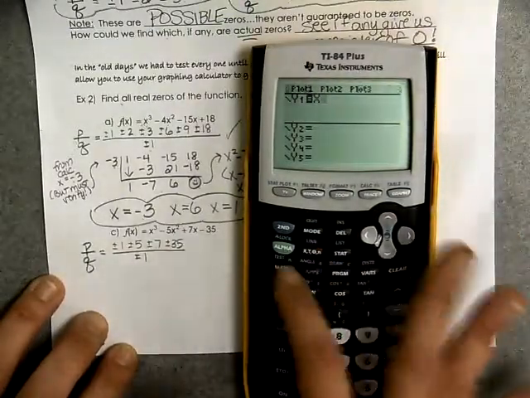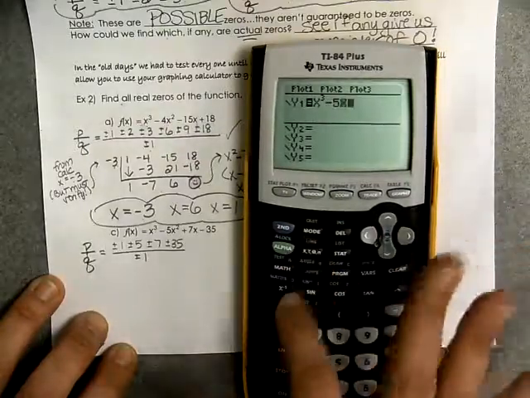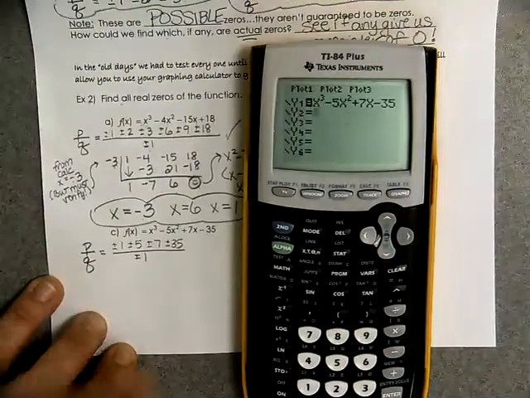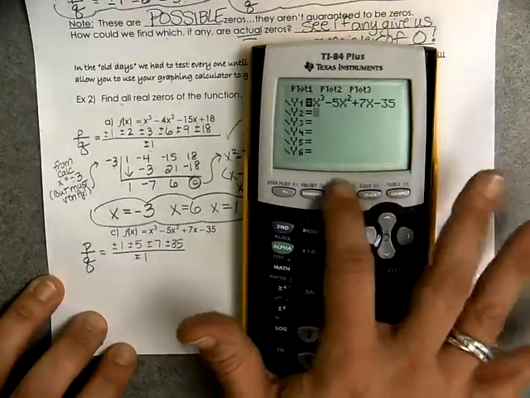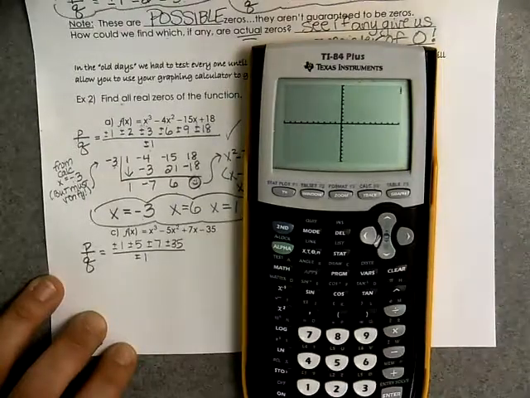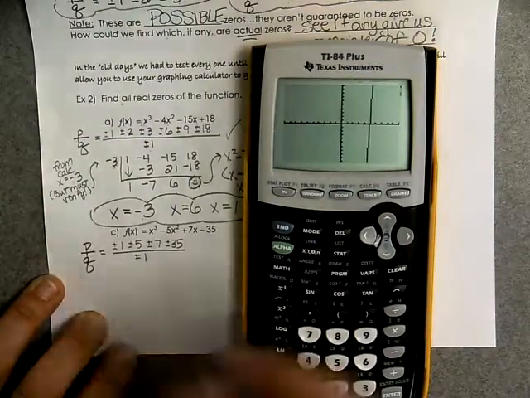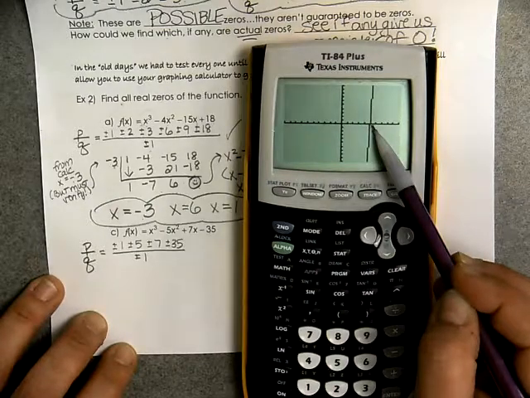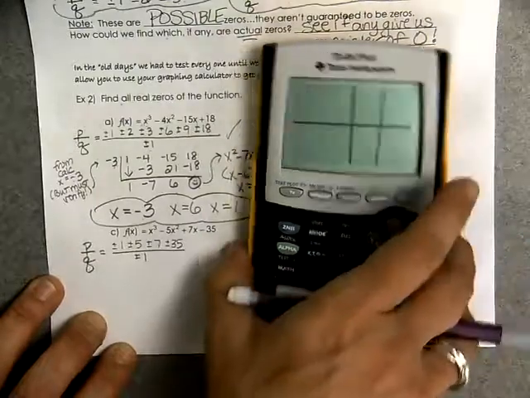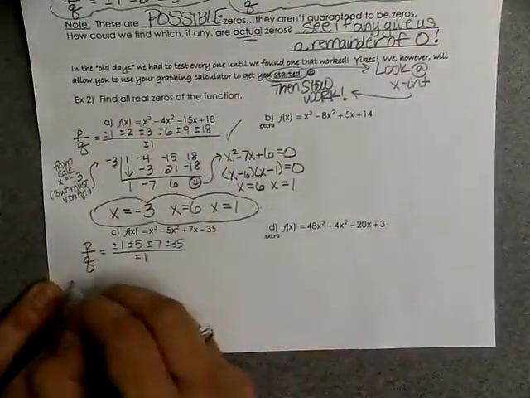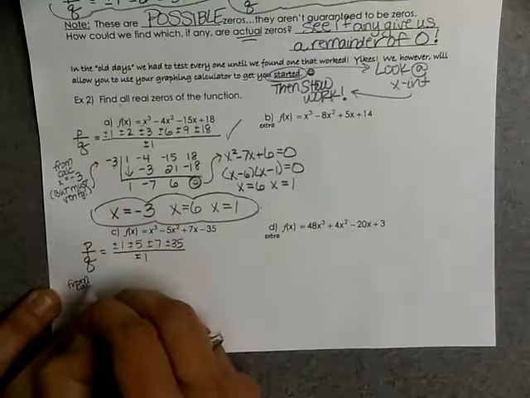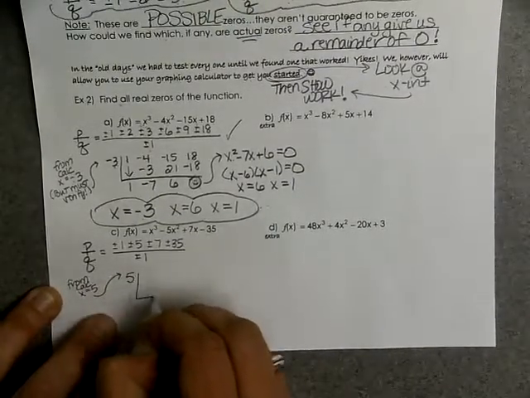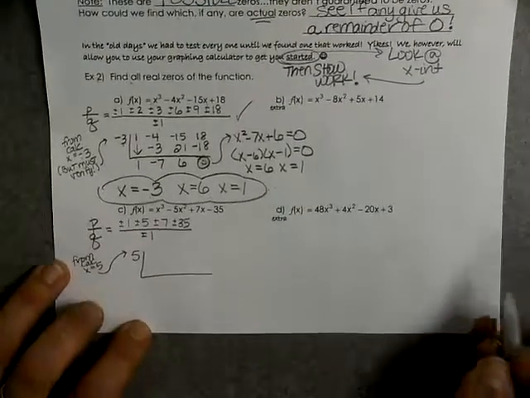So again, we could put in x cubed minus 5x squared plus 7x minus 35. And if we were to graph that, I see there's one x-intercept here. 1, 2, 3, 4, 5. Notice that 5 is a possible rational zero. So from the calculator, we see that x equals 5, but now we're going to verify that 5 works by using synthetic division.